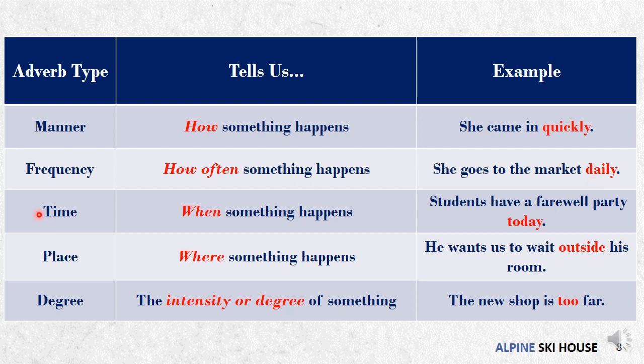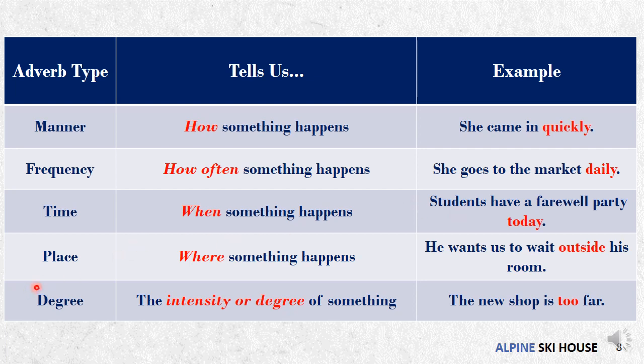The third one, adverb of time, says when something happens. Everyone has a question. When did it happen? Sometimes the results are out, so they will say, when did it happen? So you will be asking when something has happened. The example here says, students have a farewell party today. So when is it happening? What time is the farewell party? It's today. So it will tell us about the time.